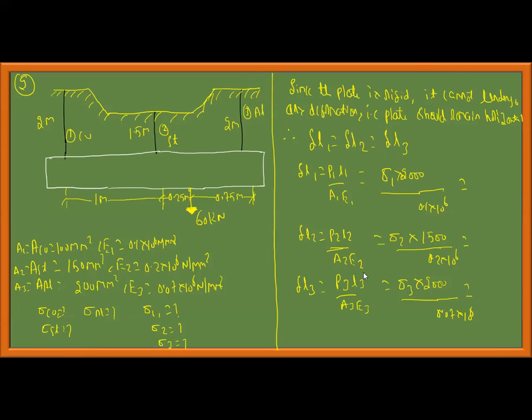What is delta L1? 2 into 10 power 10 delta 1, I mean sigma 1. It's sigma 1 into 2000 divided by 0.1 into 10 power 6. What is that value? 0.02. So 0.02 sigma 1, right? Yes, sir. Sigma 1. Tell me sigma 2 in terms of sigma 1.